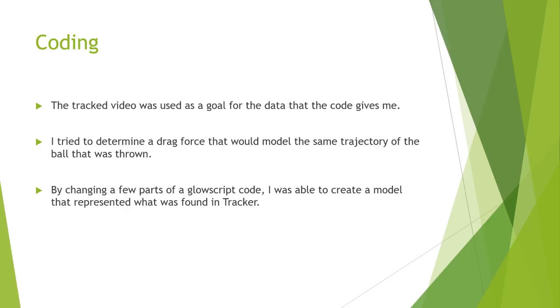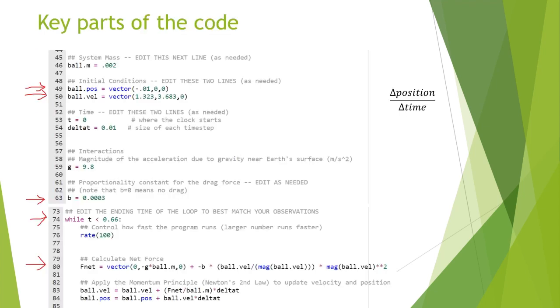For the coding, the tracked video was used as a goal to try to get the same model with the code. I tried to determine a drag force that would model the same trajectory as the ball that was thrown, and by changing a few parts of a GlowScript code, I was able to create a model that represented what was found in Tracker decently accurately. Here are a few key parts of the code.